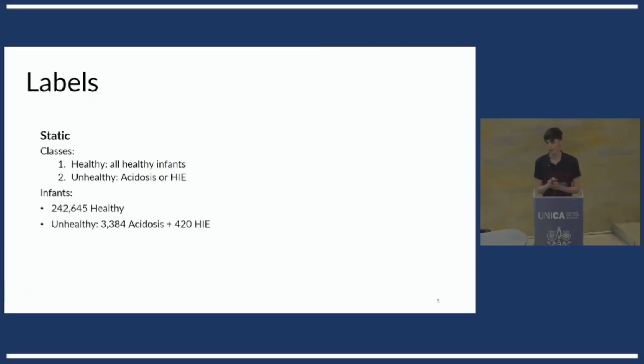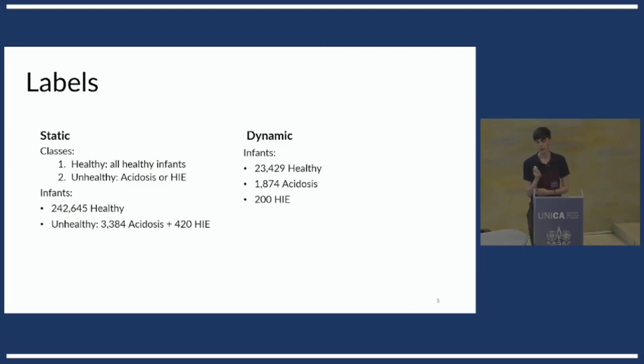So for the static, we have two broad classes: healthy, and then for unhealthy, that is acidosis, no HIE, and HIE, and that's about 240,000 healthy, 3,000 acidosis, 420 HIE. For the dynamic, in the smaller 25,000, that is the breakup. And we were looking at the entire labor. So in terms of number of records, it gets to about 310,000 hourly time points of healthy and 11,000 hourly time points of unhealthy.